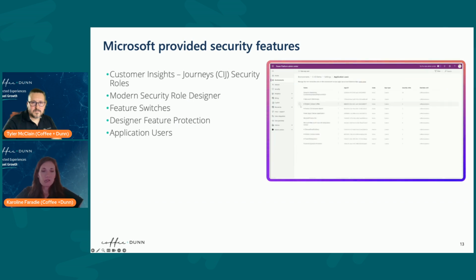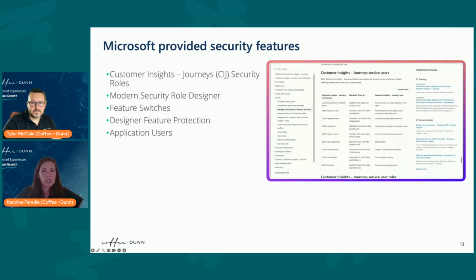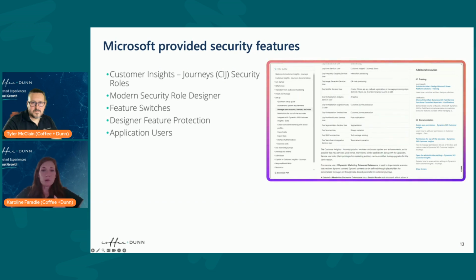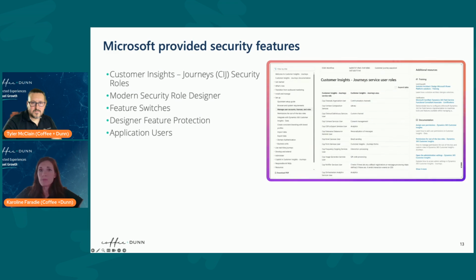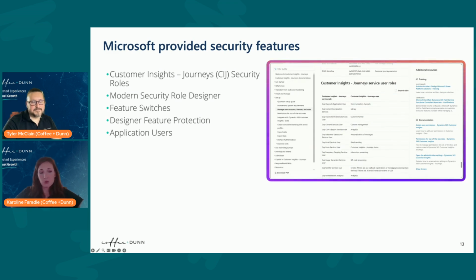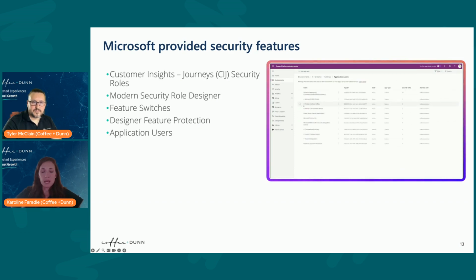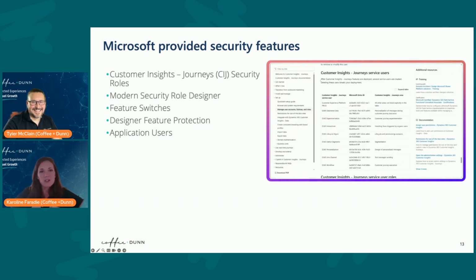And application users. One of the biggest, I would say, gotchas for us are application users. Customer Insights Journey specifically utilizes a lot of application users when it's running its services related to journeys, emails, segments, and even triggers. So there are quite a few application users that Microsoft utilizes. We call them little worker bees for Microsoft.